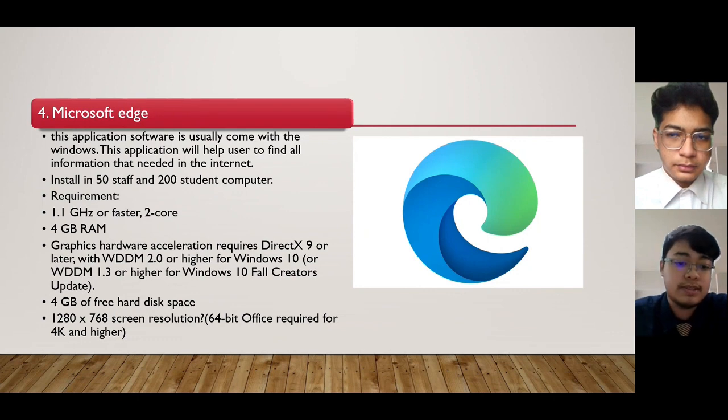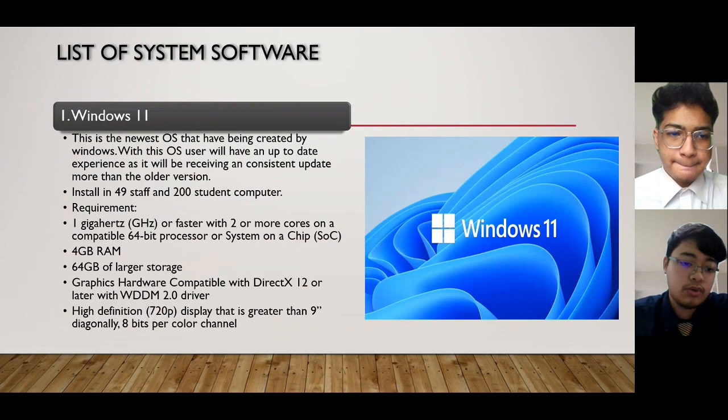And next is the list of system software. The first one is Windows 11. This is the newest OS that has been created by Windows. With this OS, users will have an up-to-date experience and will be receiving consistent updates more than the older version. For this Windows 11, it will be installed in 49 staff and 200 student computers.